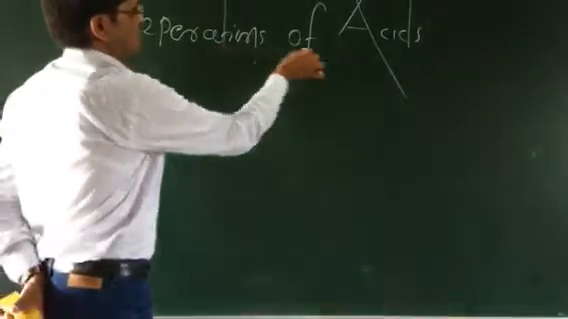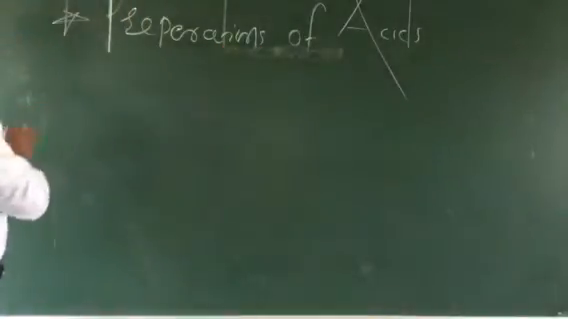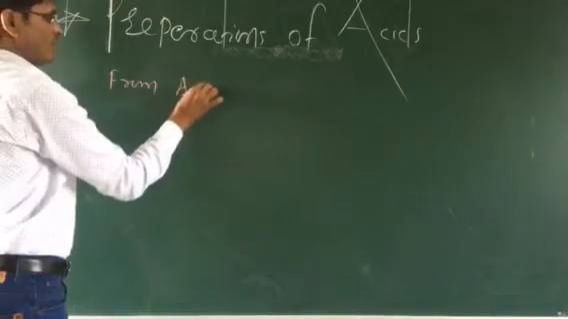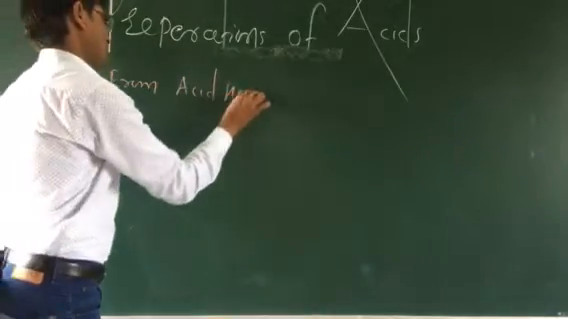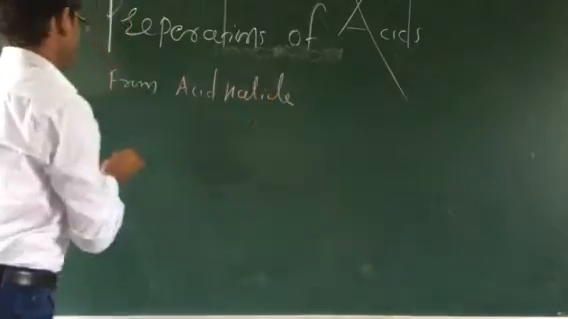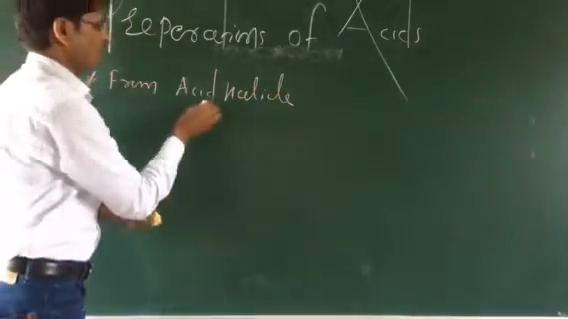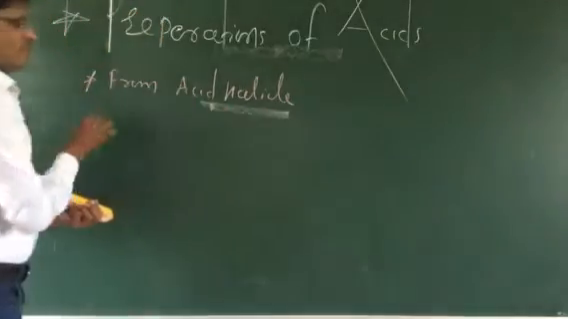Continuation of the preparation of the acids. Here we are discussing the preparation from derivatives of acid. This is from acid halide. So that is the preparation of acid. The carboxylic acid may be prepared from acid halide.